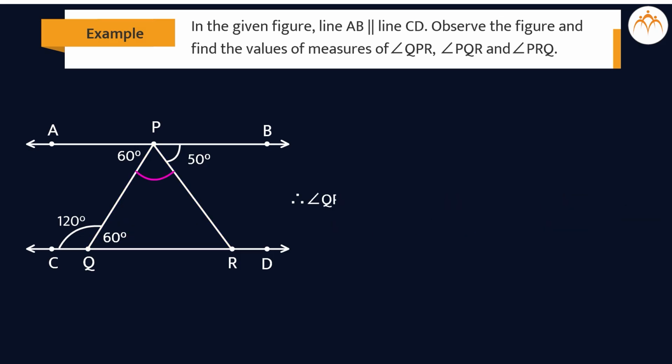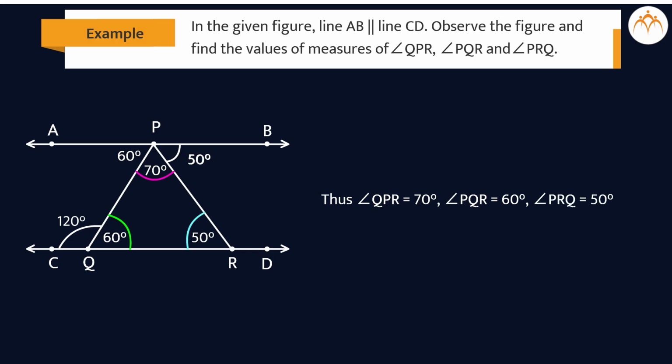Therefore, measure angle QPR plus 60 degree plus 50 degree is equal to 180 degree from equations 1 and 3. Therefore, measure angle QPR plus 110 degree is equal to 180 degree. Therefore, measure angle QPR is equal to 70 degree, equation 4. Thus, measure of angle QPR equal to 70 degree, measure angle PQR 60 degree and measure angle PRQ equal to 50 degree. What did we learn?